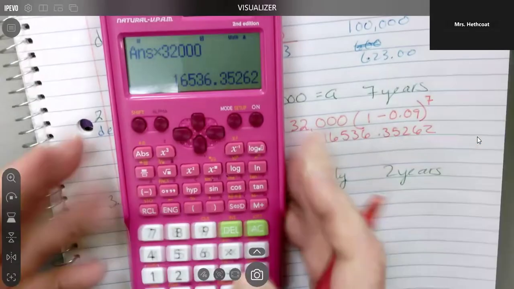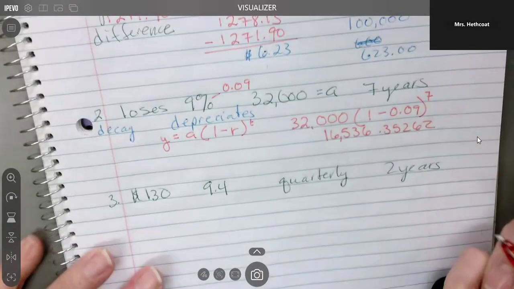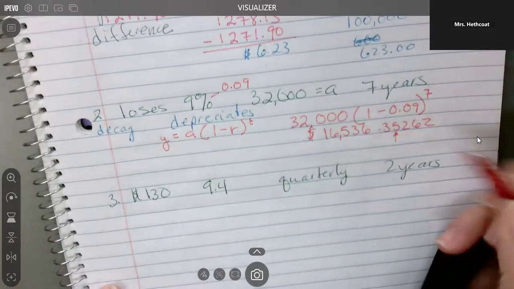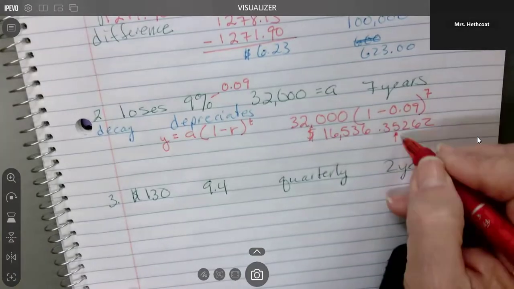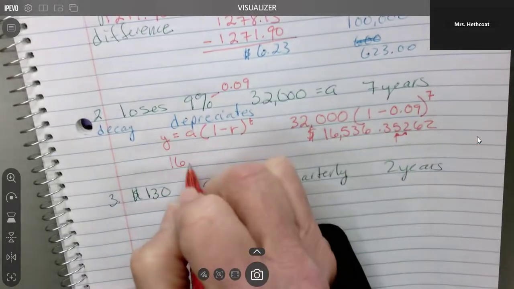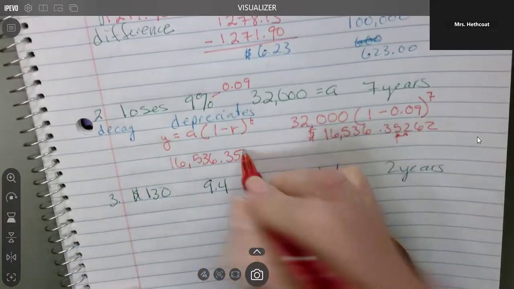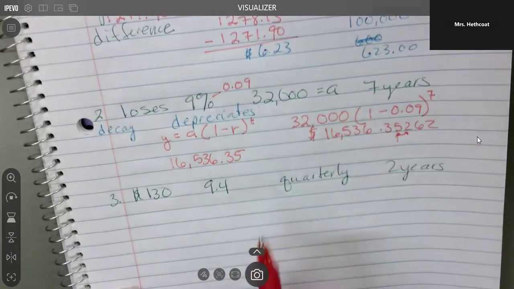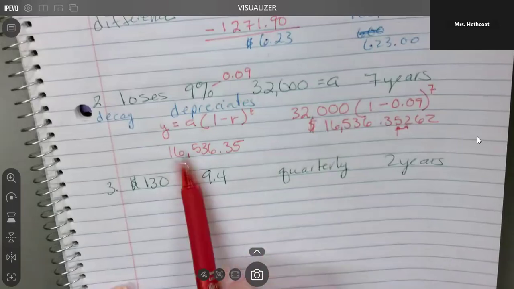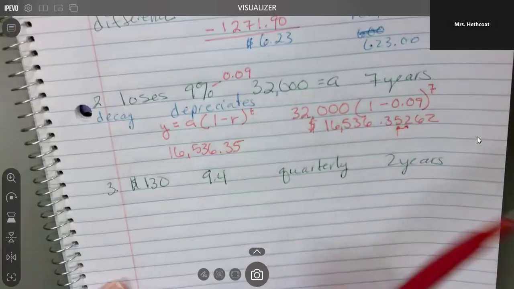That's going to give us 16536.35262. I'm going to put a comma here so that I know it is 16,536. We are talking about dollars, so this is money. So we are going to round to the hundredths place, the pennies column. Looking to the right, it's a 2, so I do not change the 5. So our answer will be $16,536.35. So after 7 years, you get about half of what the car was worth. Or you can also think about it that you spent $16,000 right around, right? Because it's about half. You spent $16,000 to drive that car for 7 years.